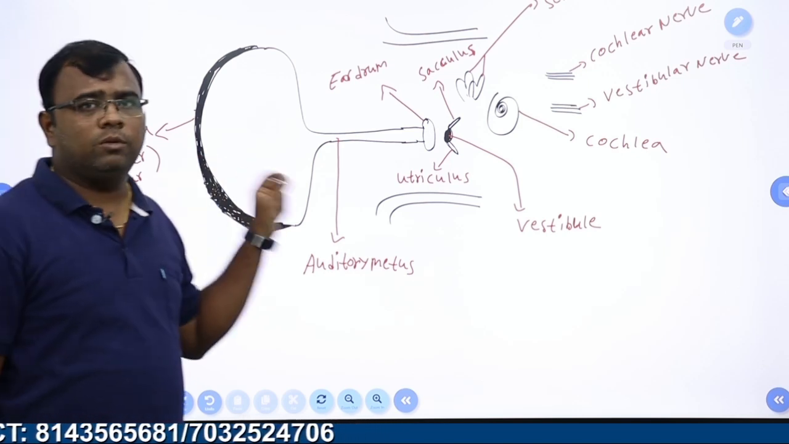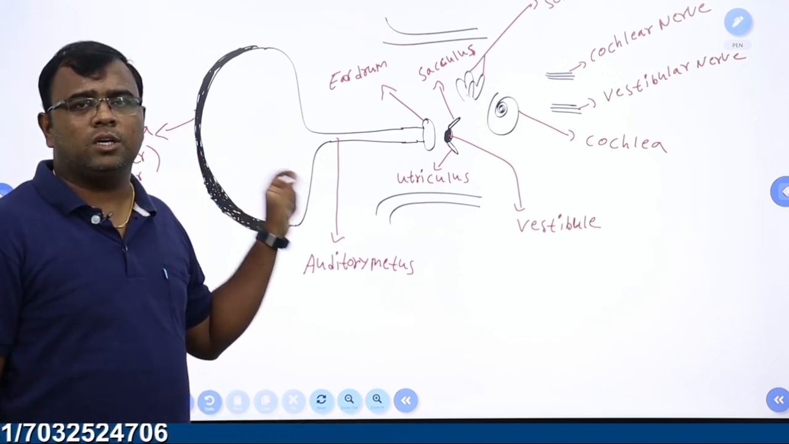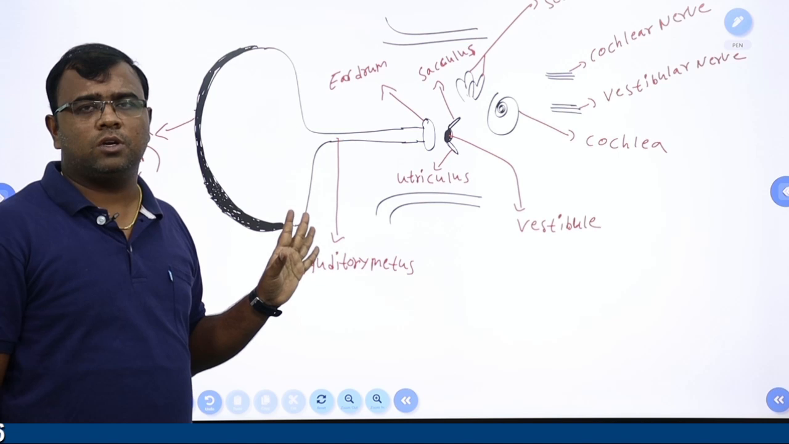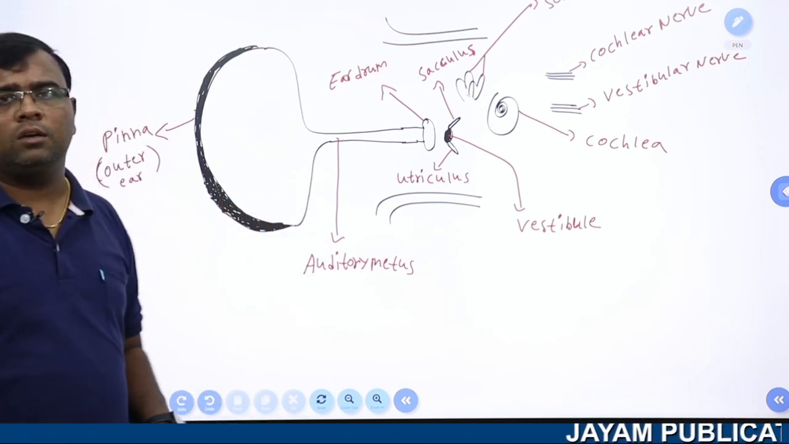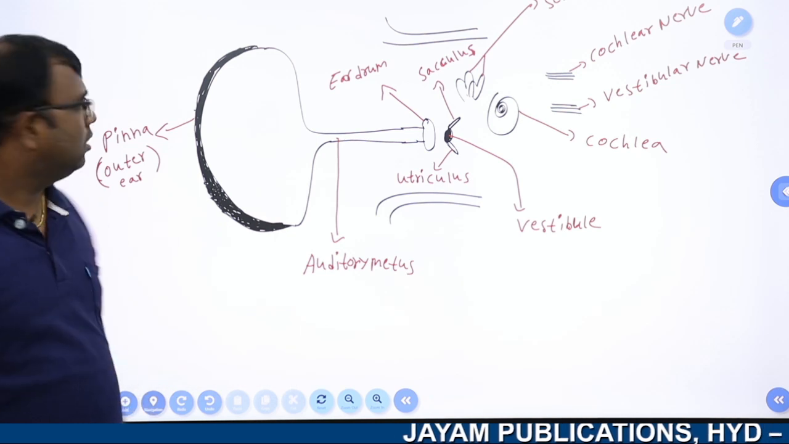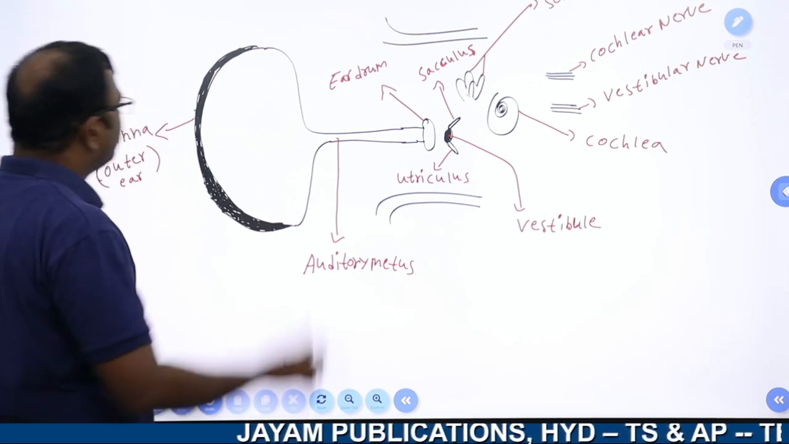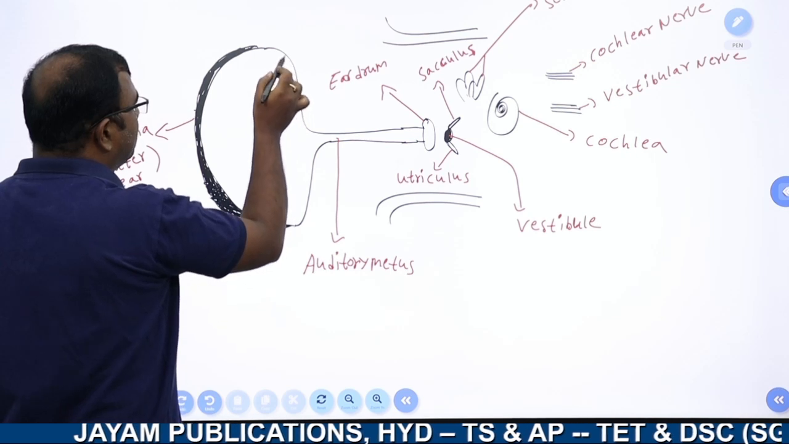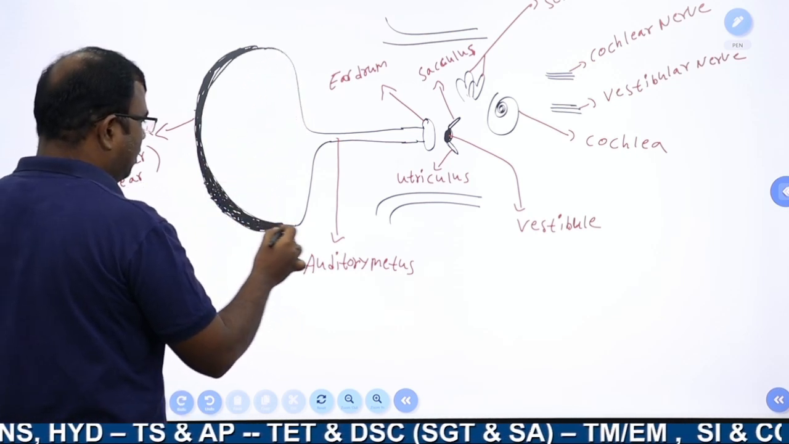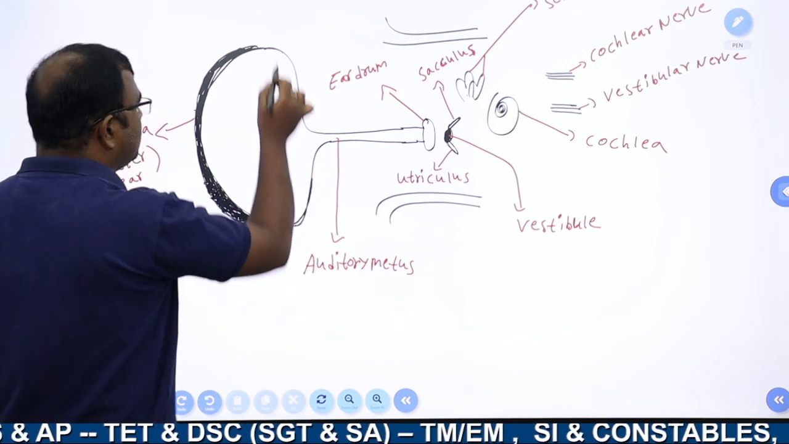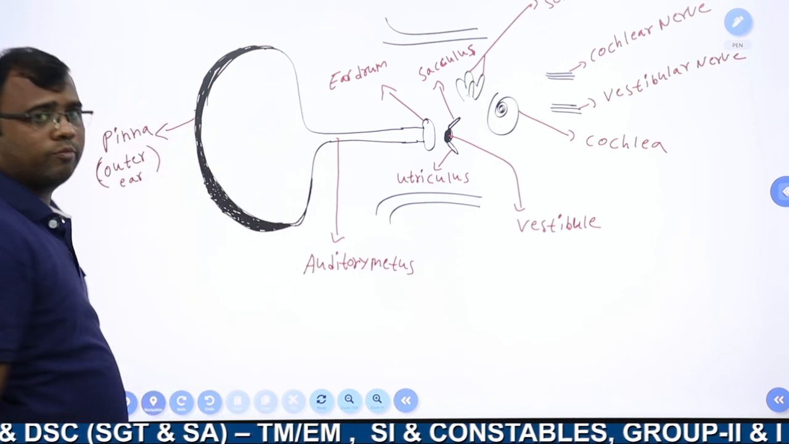The ear is divided into three parts. The first one is the outer ear, the second one is the middle ear, the third one is the inner ear. Look at this picture. This is the outer ear.